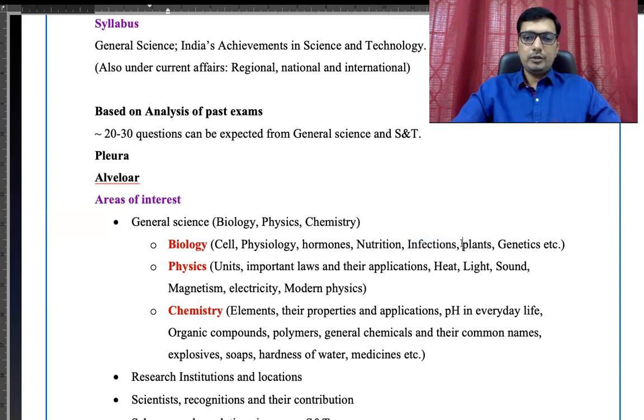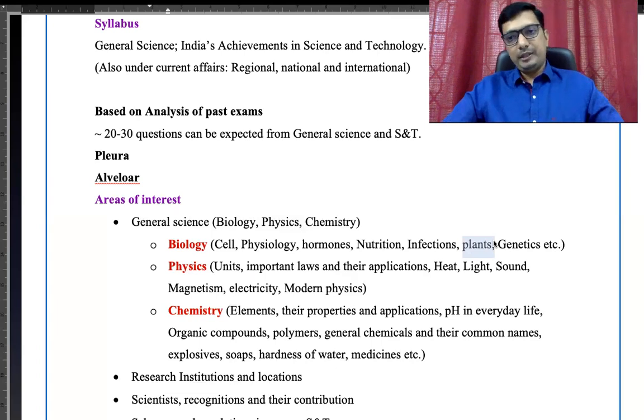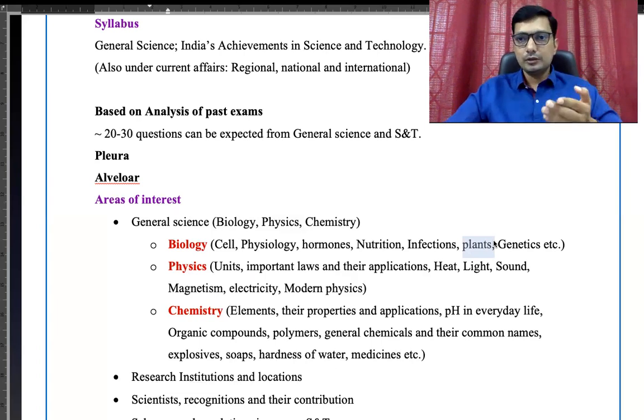Then we also see questions coming from plants, like specific areas of plants, for example, questions on photosynthesis, questions on pigments of plants, questions on hormones. Just like us, plants also have regulatory compounds called hormones in them. So specific hormones and their functions, etc.